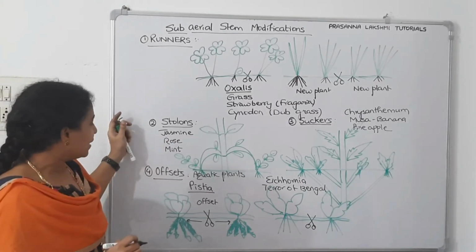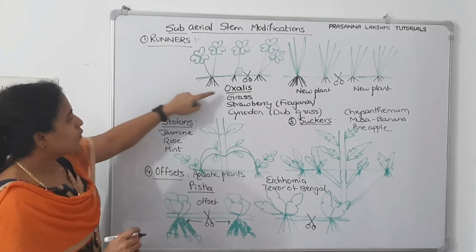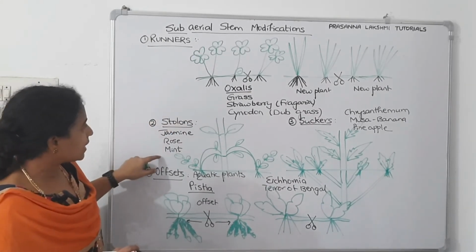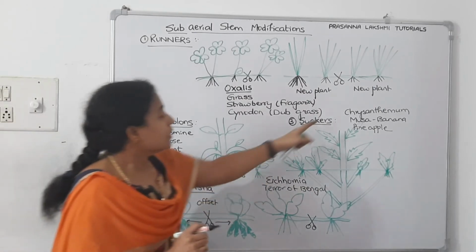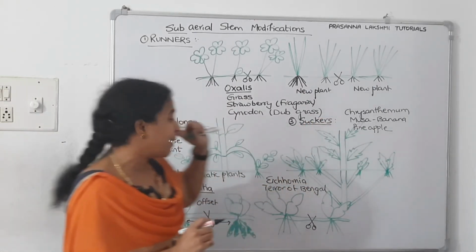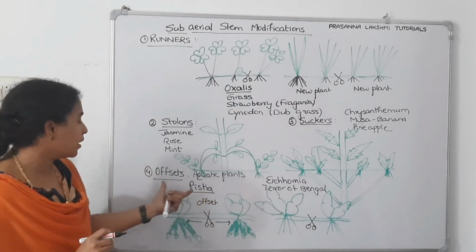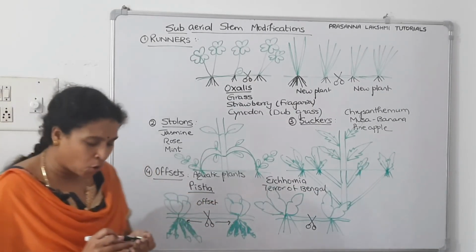So the 4 underground stem modifications, first one is runner, 1, 2, 3, 4 are the examples. Second one is stolon, 1, 2, 3 are the examples. Third one is sucker, chrysanthemum, musa, pineapple are the examples. The fourth one is offset, Pistia, Eichhornia are the examples. So what is offset? It is an internode.